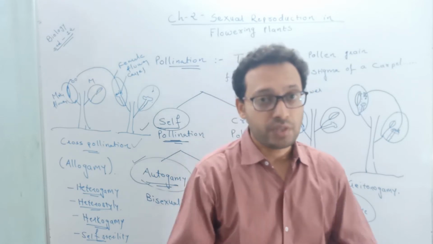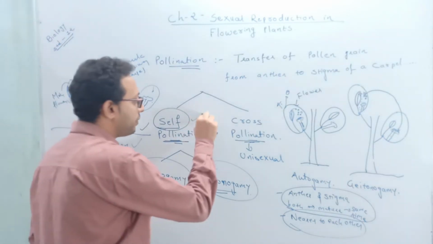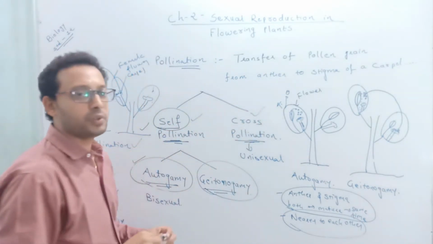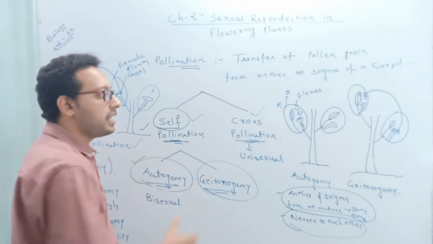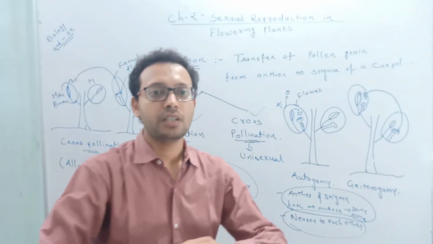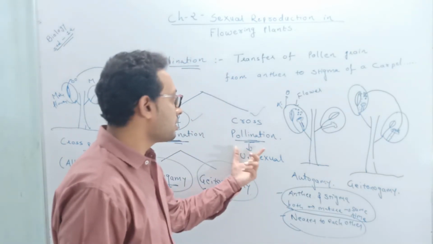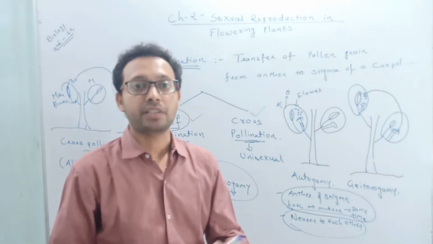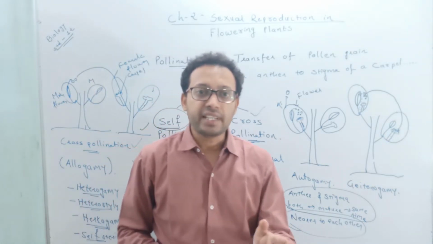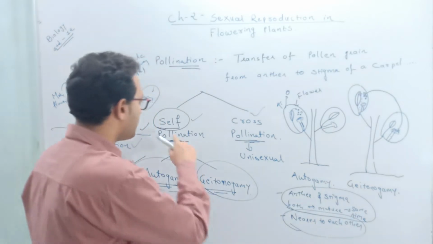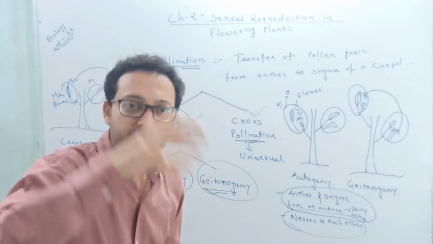Now the question comes to our mind: which is better, self-pollination or cross-pollination? Here the fertilization occurs within the same plant, and here the fertilization occurs between two different plants. That happens in the cross-pollination process. Which is better? Let's see. If it is self-pollination, then what happens? The transfer occurs within the plant.